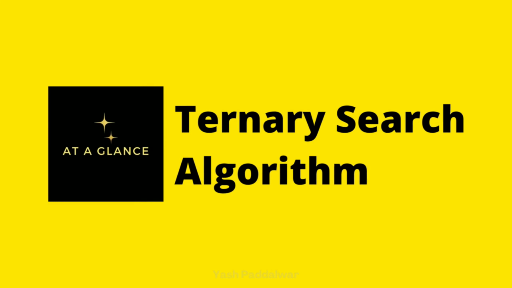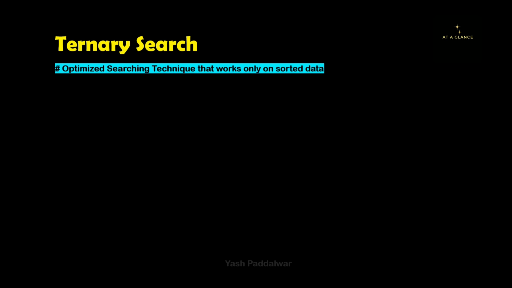Hello everyone. In the previous video we have seen the binary search algorithm, in which a single middle was dividing the entire array into two parts and then searching for the element. Now in this video we will be seeing the ternary search algorithm, in which it includes two different middles. So let's have a look at it at a glance.